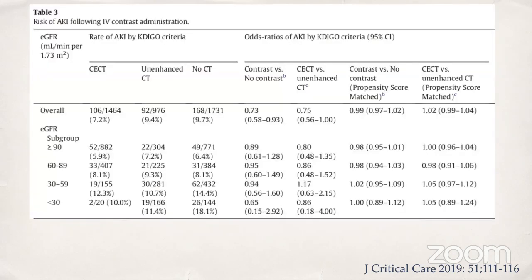If we look at that data a little bit, you see that overall CECT, the contrast-enhanced CT scan, is in the column on the left. 7% of the overall patients got acute kidney injury, 9% of people who got unenhanced CT, 9.7% who got no CT scans at all.